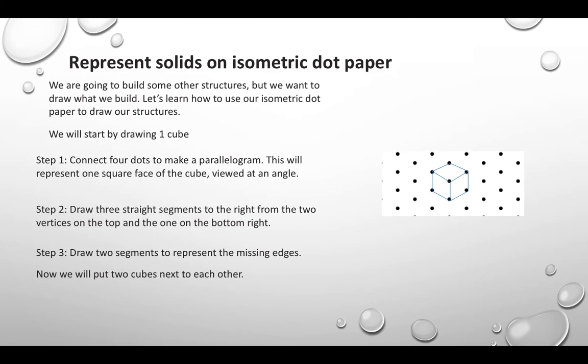Now what we're going to do is we're going to put 2 cubes right next to each other. So off of this cube, we're going to build another cube. So I drew that line segment branching off to the left to make another parallelogram. And then I'm going to draw my line segments heading back. Now for this one, I didn't need to draw as many lines because we are connecting it with our first original cube. So now we have two cubes that are right next to each other.